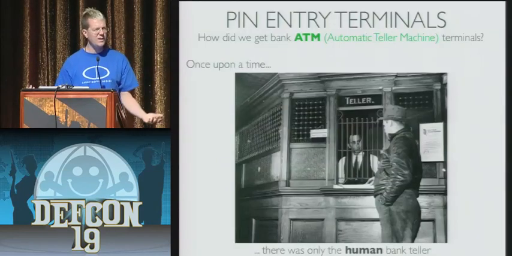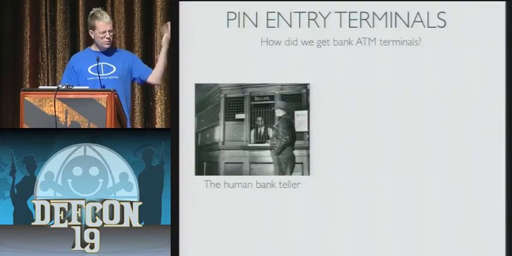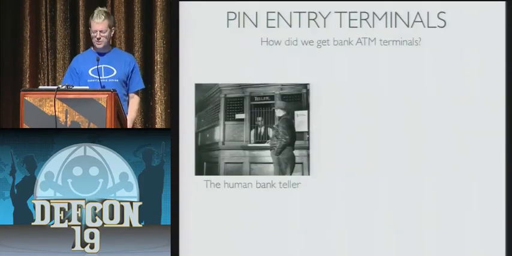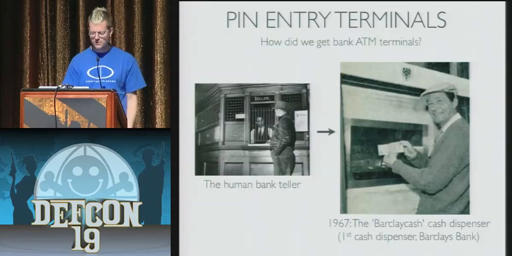Well, before there were ATMs, there were just the human bank teller. You went to the bank, you dealt with a human. It was a reasonably private interaction. And so, when designers say we're going to replace the bank teller for whatever reason, well, you get a machine that acts like a teller. So that's the first cash dispenser in 1967.